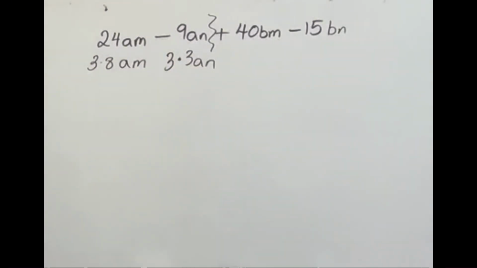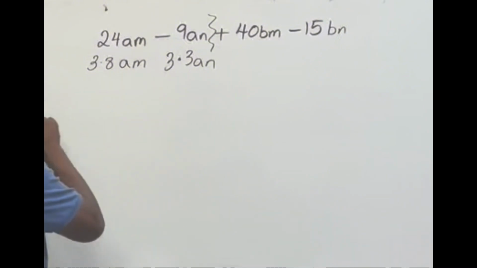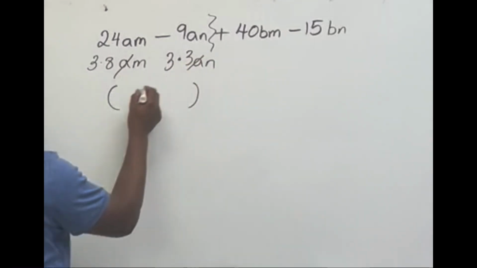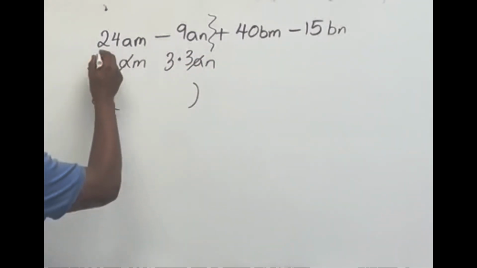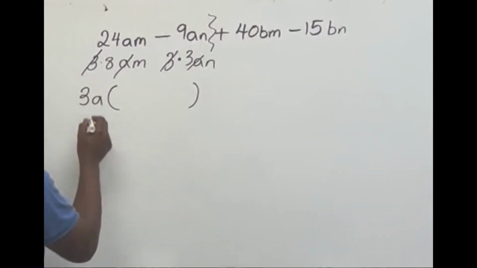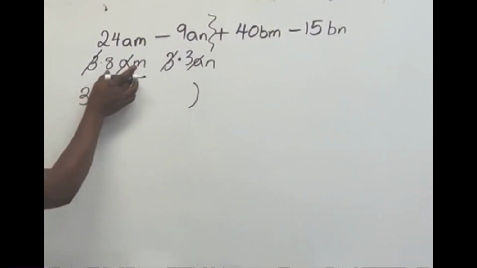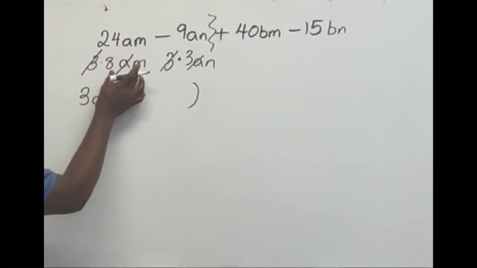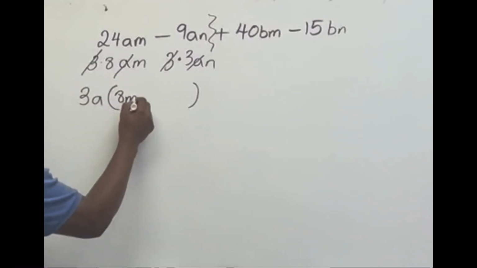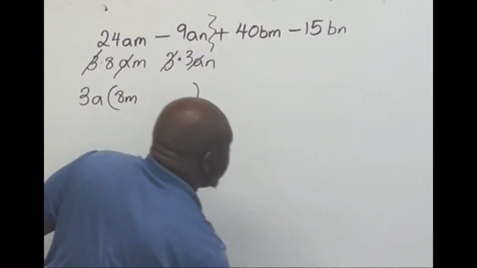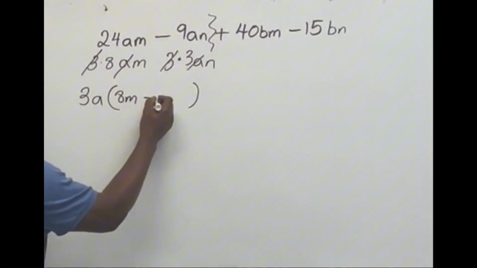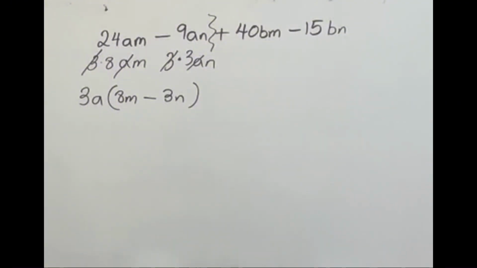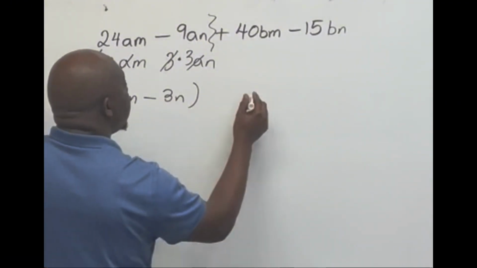Now, let's look at this. On this, what is the first common factor? A. So I see A. And what else do you see? 3. So it's 3A. What do we have left? 8M minus 3N. You guys see that? Then copy and paste.